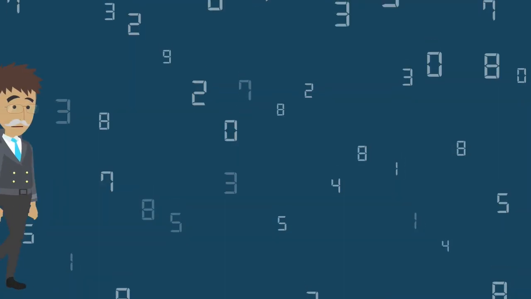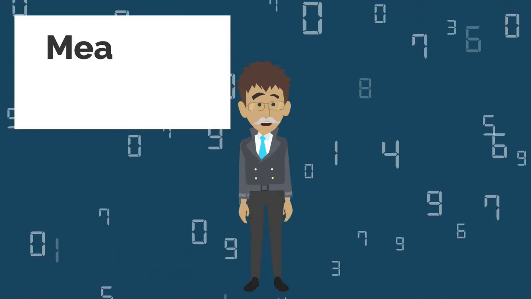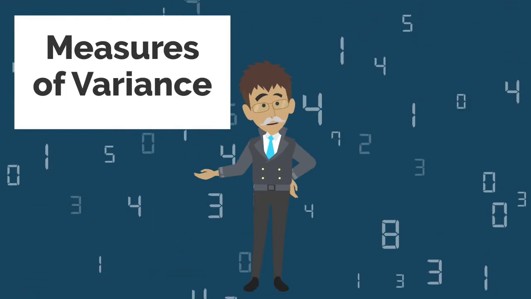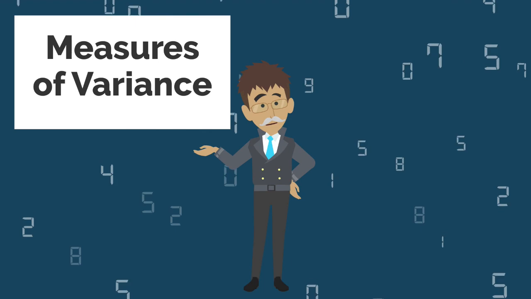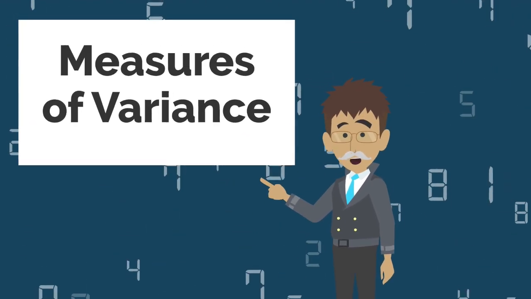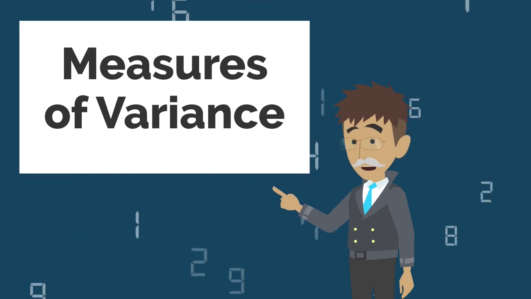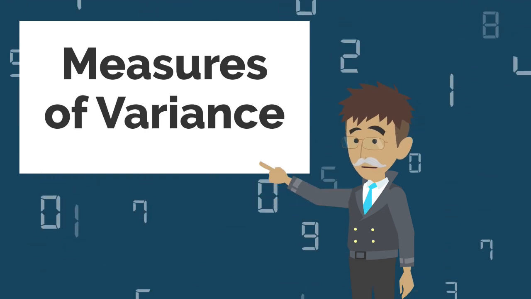In statistics, we use many different calculations to understand a data set. Measures of variance tell us if the data is clumped together or spread out. A high variance means the data is spread out over a large range, while a low variance means the data is clumped together within a small range of values.